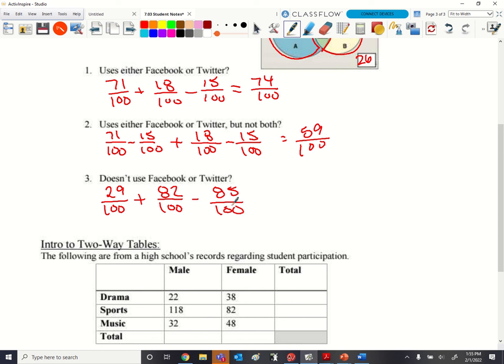So these are all complements. They're all the not values for each one of those. So it's the Facebook, the Twitter, and the both. It's the complement of each. So go ahead and do the math, and I'm going to get a grand total of 26 out of 100. So 26% did not use Facebook or Twitter.